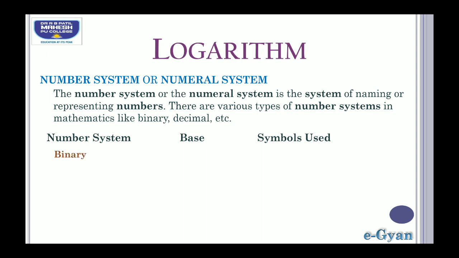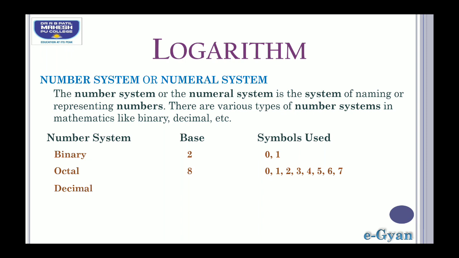Binary is a number system whose base is 2, which means that the two symbols 0 and 1 are enough to write a number in the binary system. The second system is octal, whose base is 8. We need 8 symbols to write a number in the octal system. So the 8 symbols are 0 to 7.